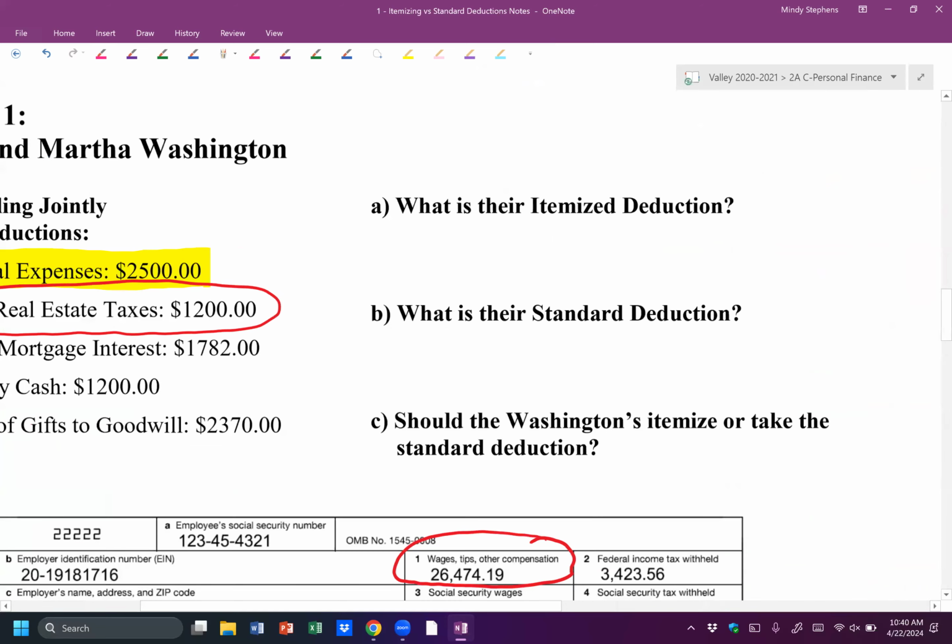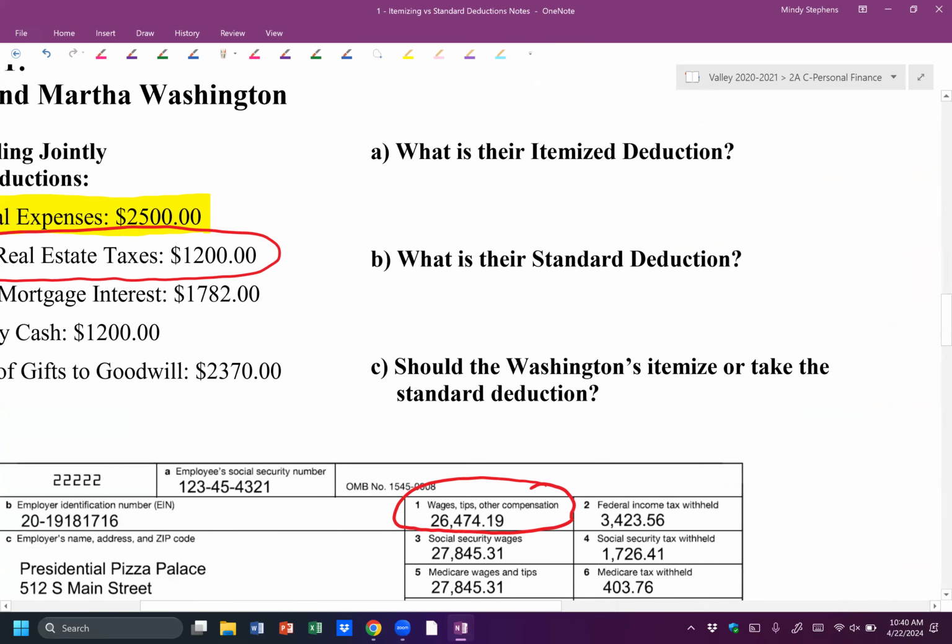What is their itemized deduction, standard deduction, and which one should they take? So first, their itemized deduction is the answer we just found. So on that top one, we're going to write 7,600.66. So that's their itemized deduction.